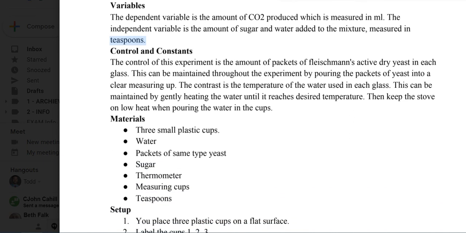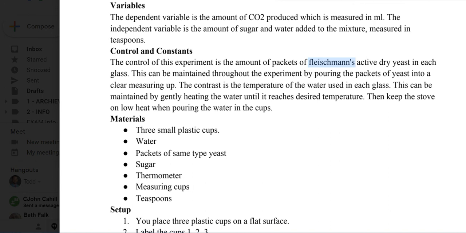Okay, controls and constants. We need to see a list of this here, not a paragraph. So you said here the amount of packets of Fleischmann's. Fleischmann's is a brand name, so you're going to need to capitalize it and put this in italics and put some type of trademark symbol or something after that. Active dry yeast in each glass. This can be maintained through the experiment by pouring packets of yeast into a clear measuring cup. Okay.